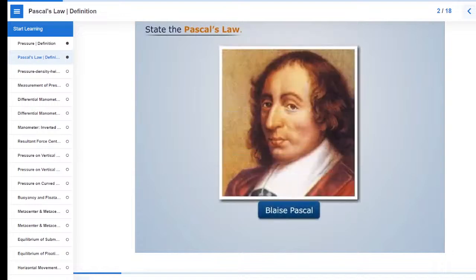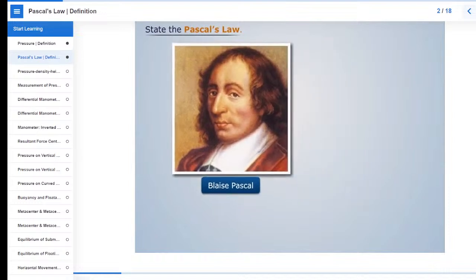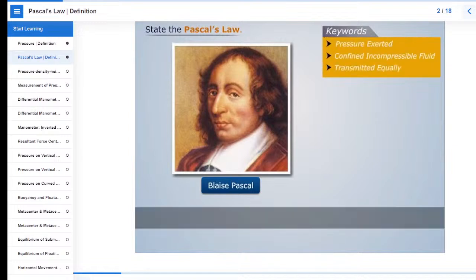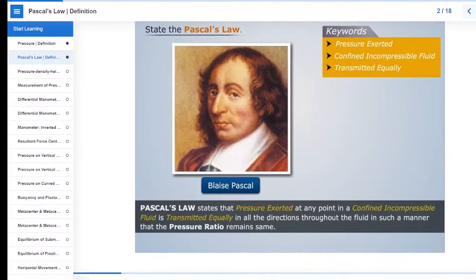In the 17th century, a famous scientist, Blaise Pascal, gave a law on fluid statics. This law is known as Pascal's law. Thus, Pascal's law states that pressure exerted at any point in a confined incompressible fluid is transmitted equally in all the directions throughout the fluid in such a manner that the pressure ratio remains same.